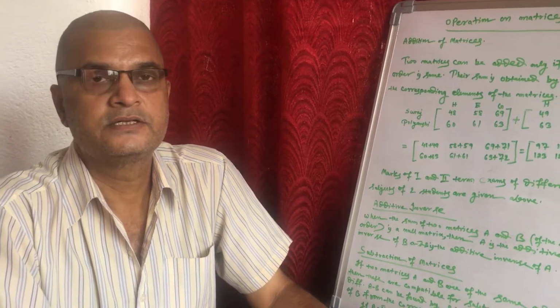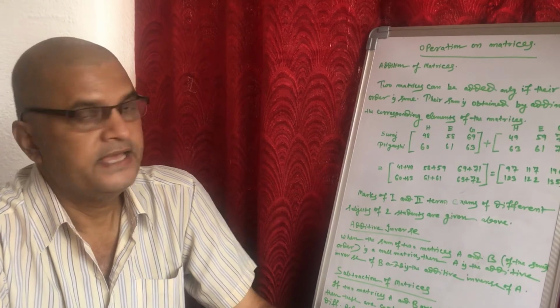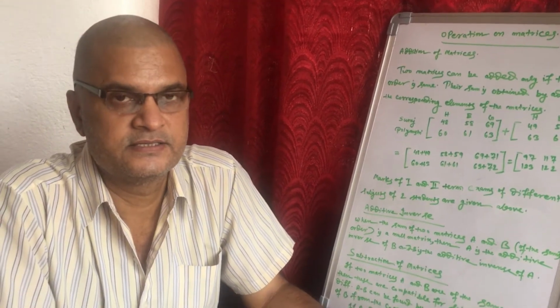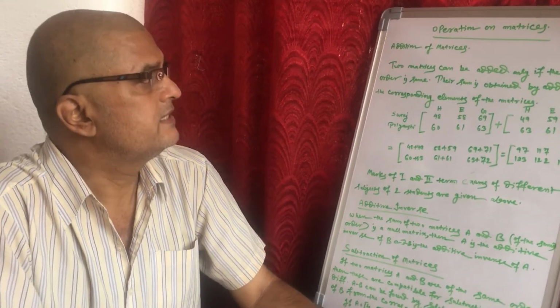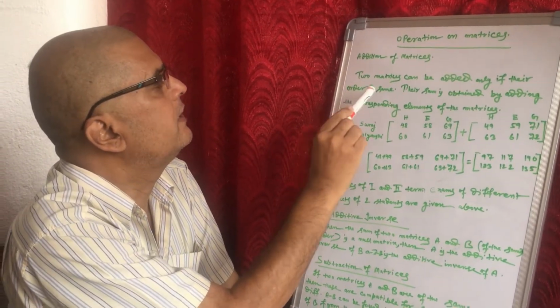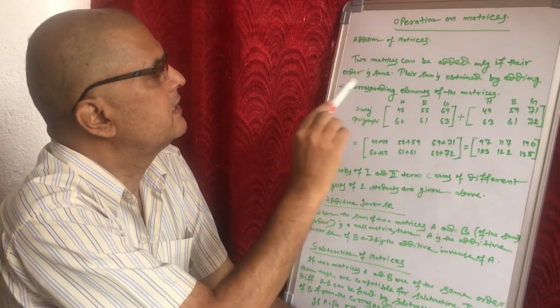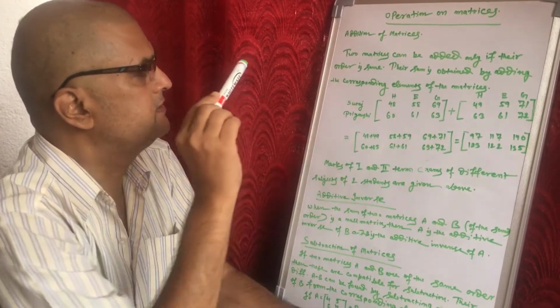Hello students, today I am going to discuss the addition of matrices. Two matrices can be added only if their corresponding order is the same. Their sum is obtained by adding the corresponding elements of the matrices.